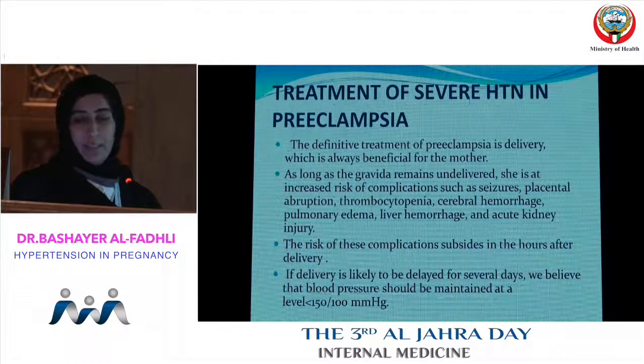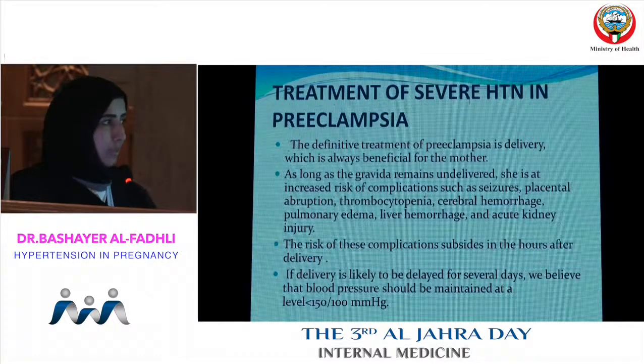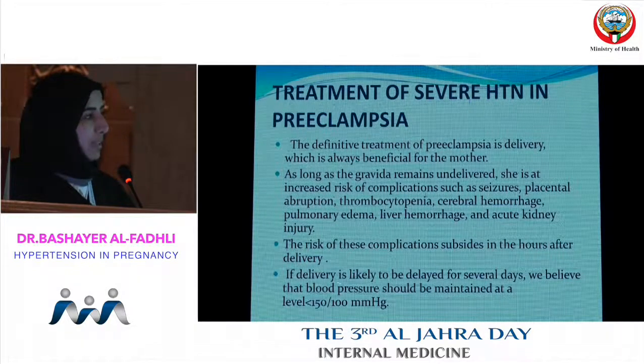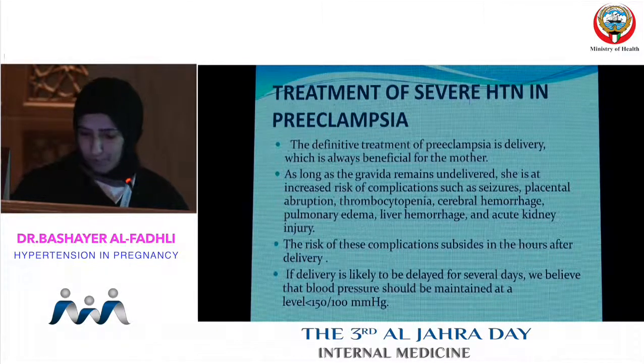The timing of delivery is most likely dependent on the obstetrician. If they want to delay the delivery for a few days because of the fetal size, we believe that blood pressure should be maintained below 150.